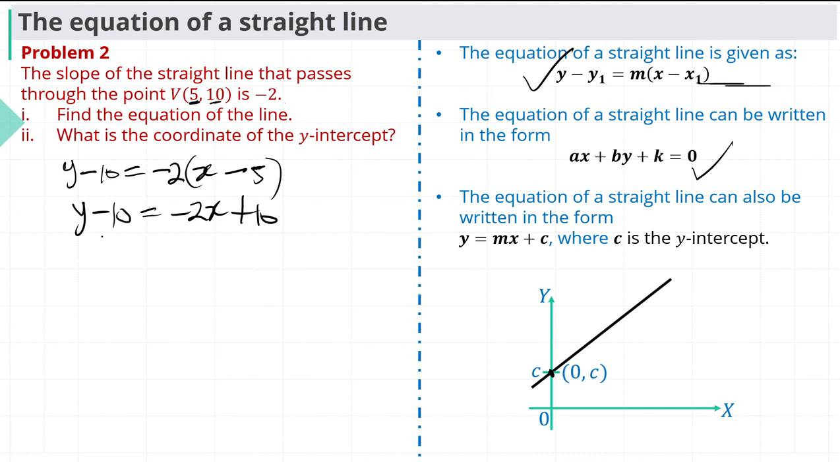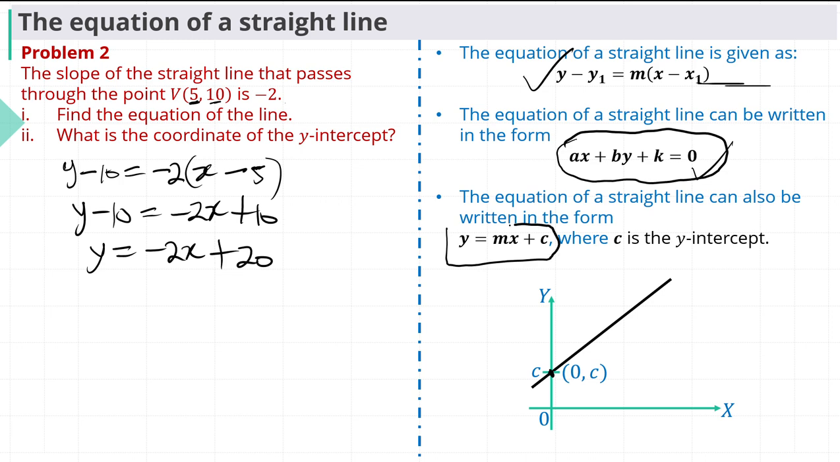Now we can add 10 to both sides and we get y equals minus 2x plus 20. So in the previous question, I wrote the final answer in this form: ax plus by plus k equals 0. What we are saying again is that the equation of a straight line can also be written in this form. So in this second example, I've written my answer in the form y equals mx plus c. m is the gradient. So as you can see, my working tells that the gradient is minus 2 as mentioned in the question.